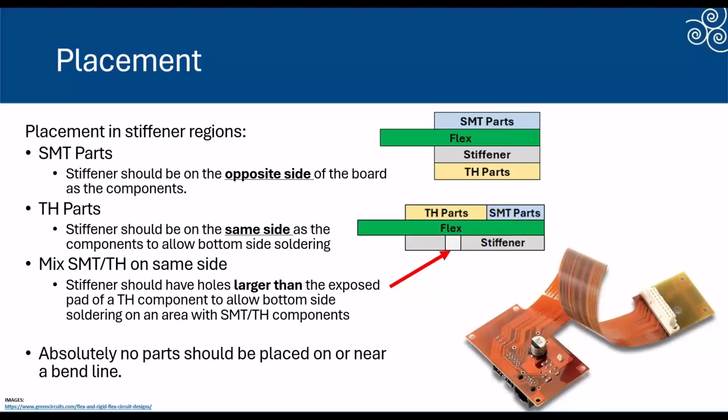And again, there should be no parts or vias placed anywhere near a bend line. Bend lines are very vulnerable areas of a flex, so you want to just try to keep it to straight routing with no other items anywhere near the bend.